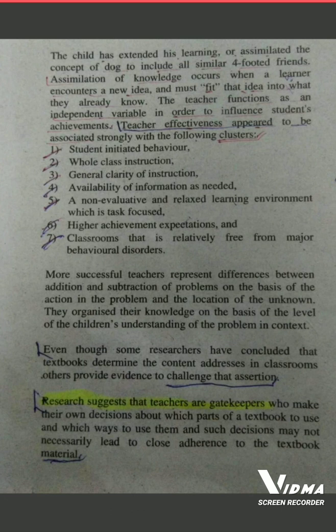Teacher effectiveness appeared to be associated strongly with the following clusters. First, student initiated behaviors. Second, whole class instruction. Third, general clarity of instruction. Fourth, availability of information as needed. Fifth, a non-evaluative and relaxed learning environment which is task focused. Sixth, higher achievement expectations. And seventh, classrooms that are relatively free from major behavioral disorders.